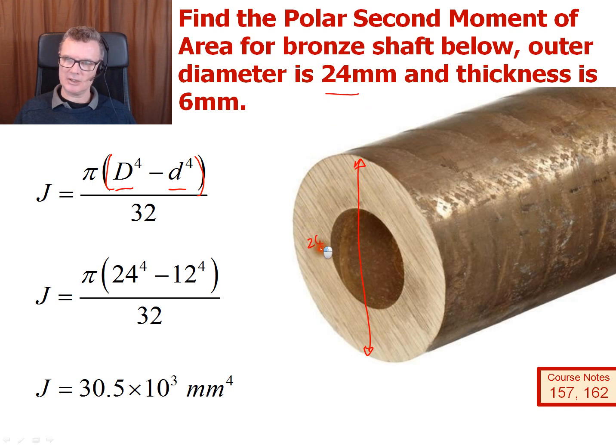I need to find the inner diameter, but I've been told the thickness, not what the inner diameter is. So that would be 24, sorry, 12 there. That would be 24 take away, well, the thickness is 6. It's 2 thicknesses, obviously, one here, 6 times 2, so that's 12. So 24 take away 12 is 12, so that's where we get the 12 from.